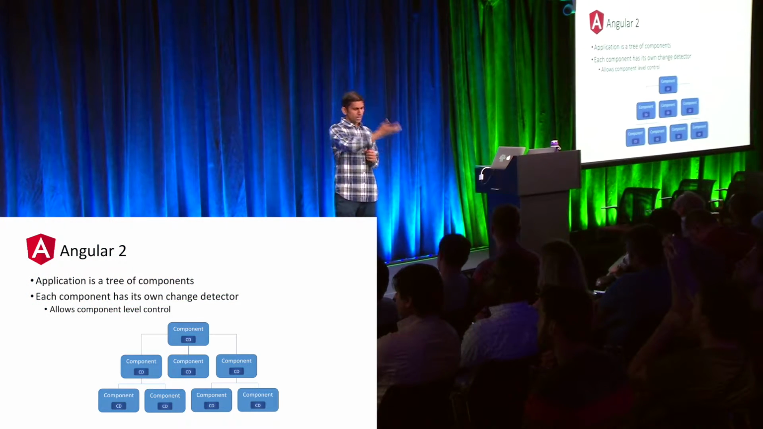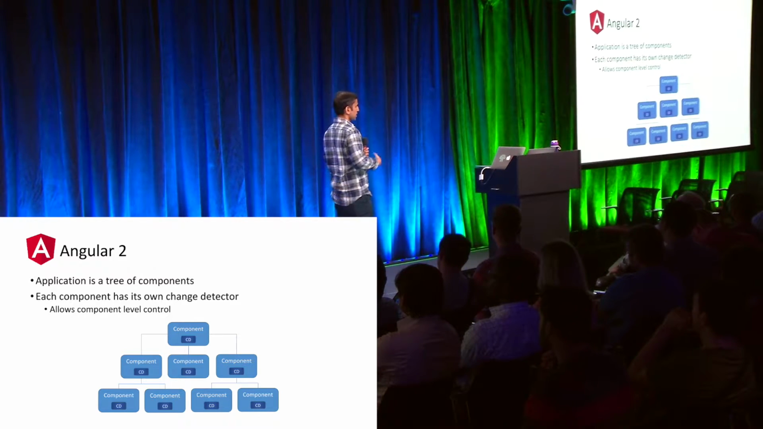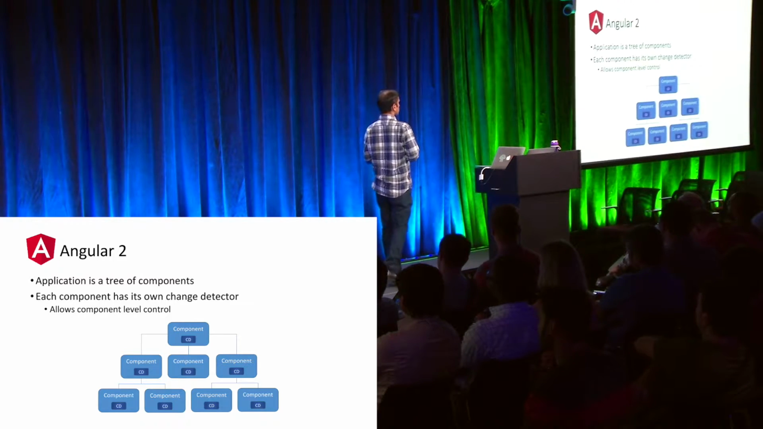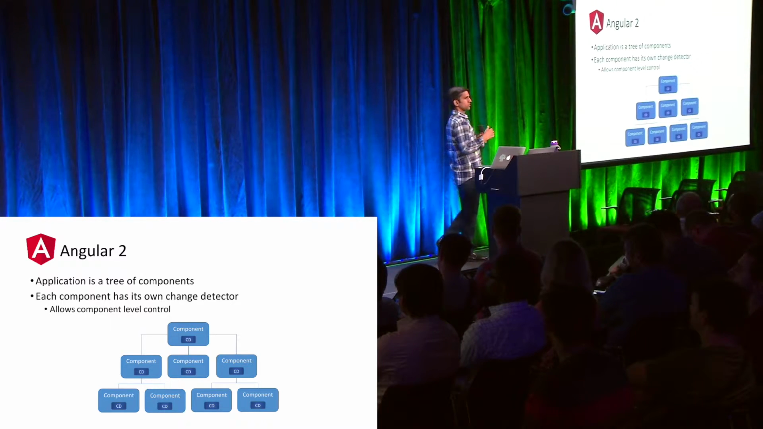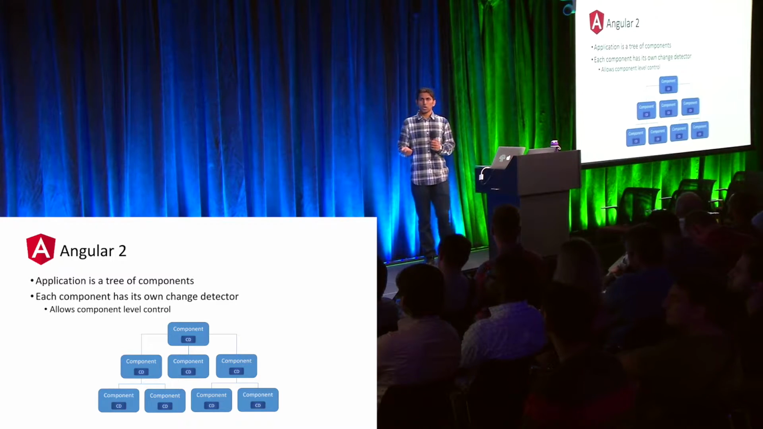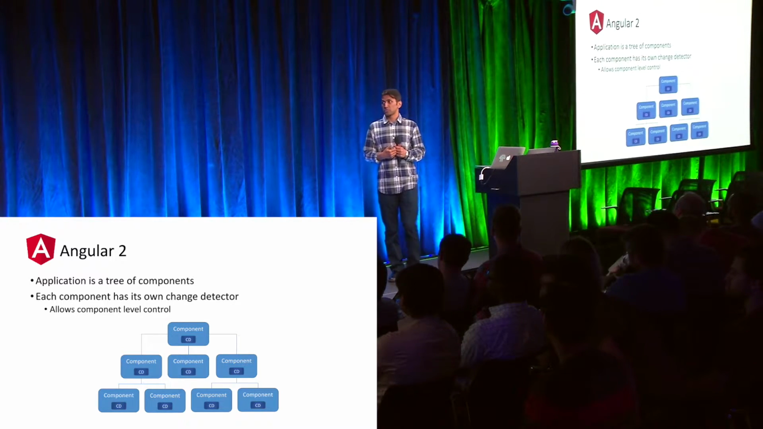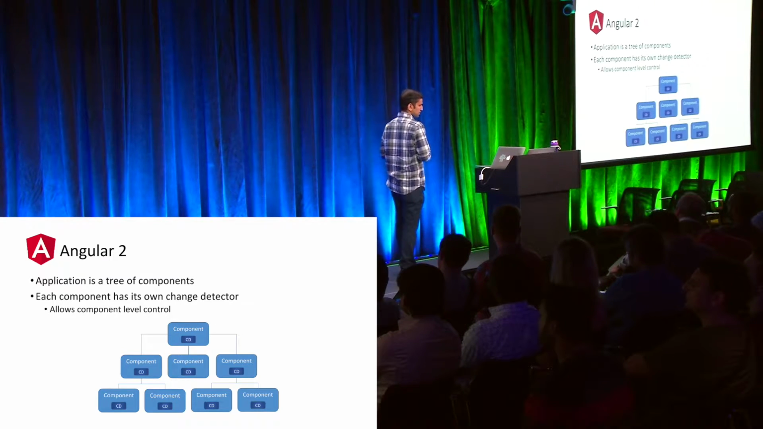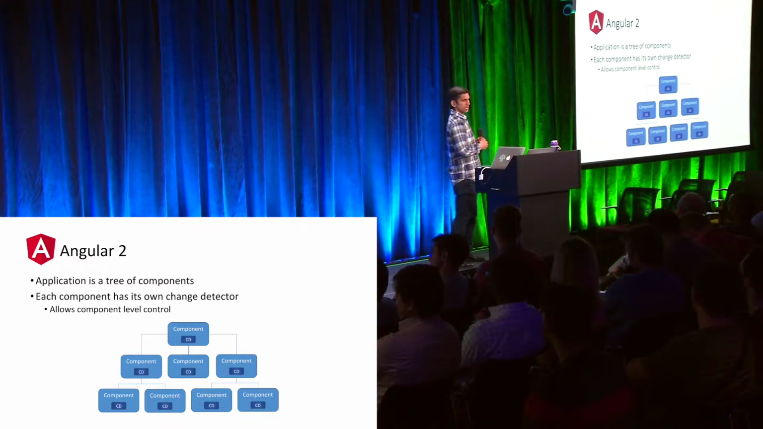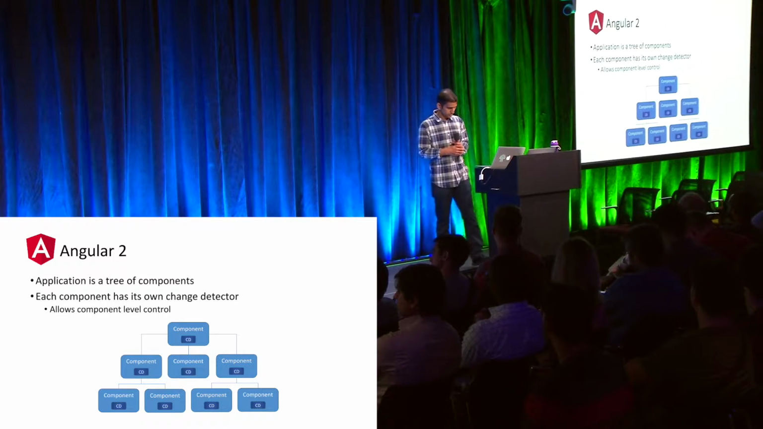So just like in Angular1, you were running a digest loop which goes through every single one of these scopes and checks every single scope's properties to see if they have changed or not. Angular2 allows you to control whether the property is supposed to be checked or not through its own change detector. So every component can say whether it wants a specific property to be checked or not.